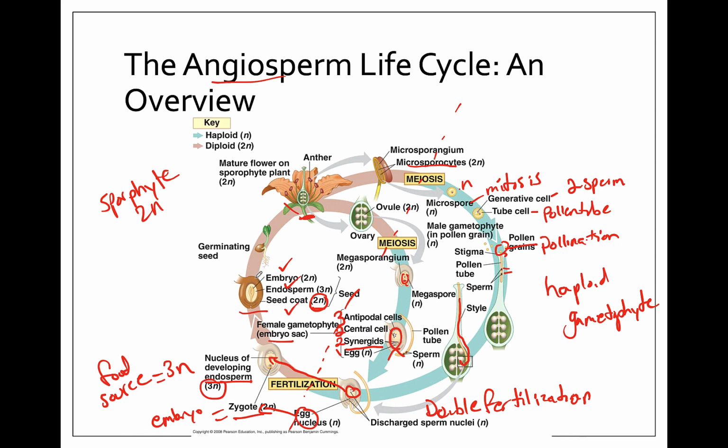Eventually, as the seed develops into a mature seed, it'll find an environment that it is going to germinate in, and germinate into a seedling, and then eventually grow into an adult plant that has reproductive flowers of its own.